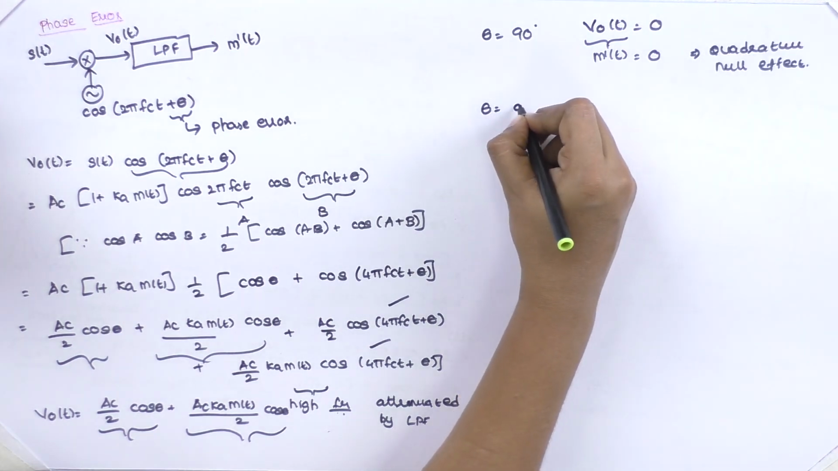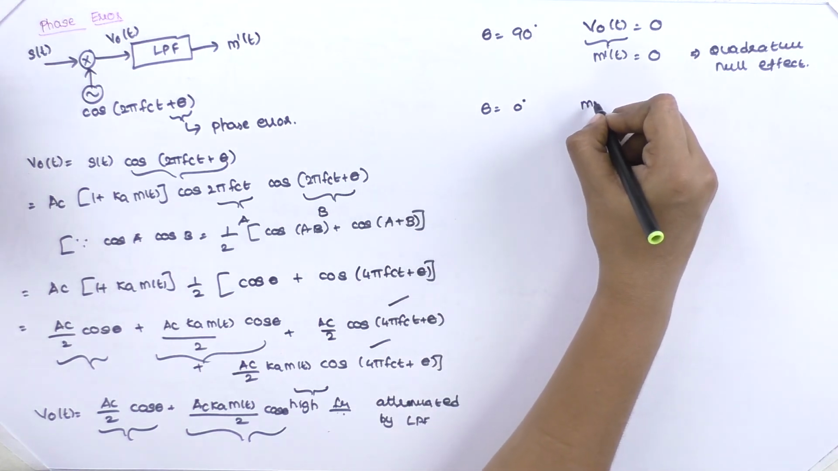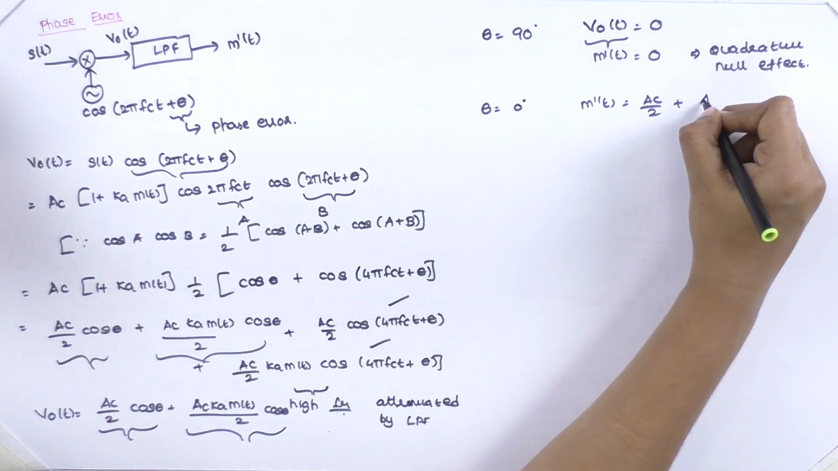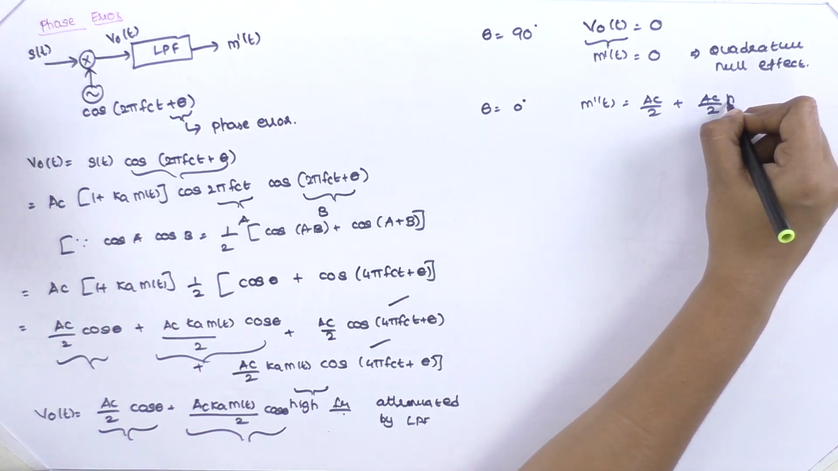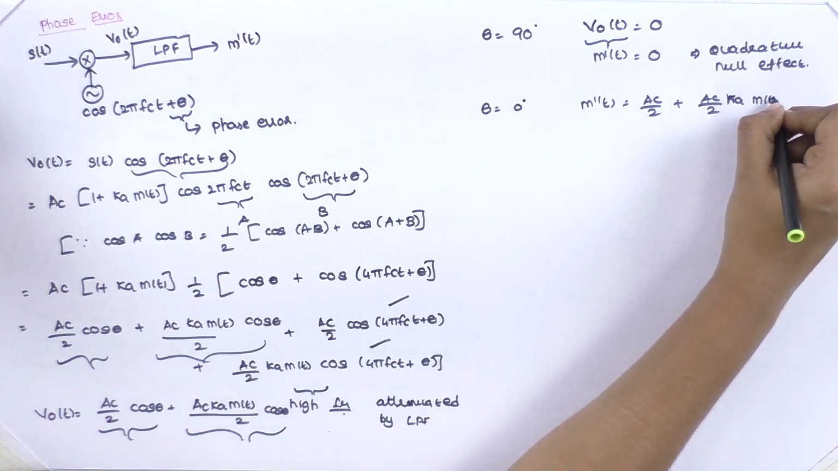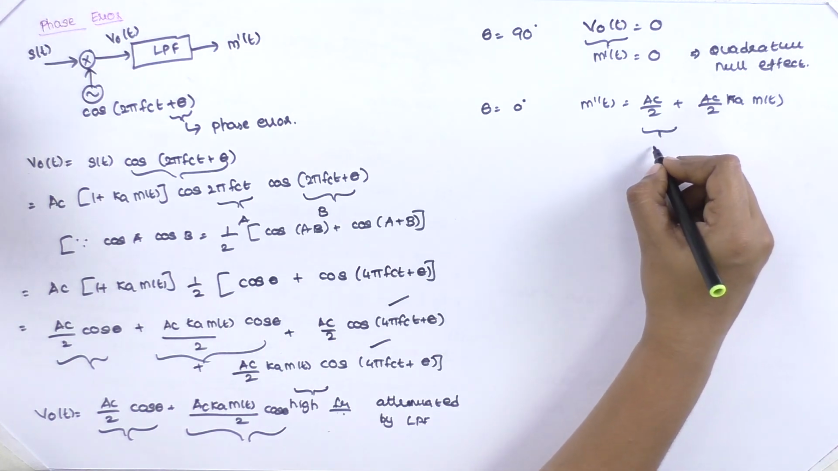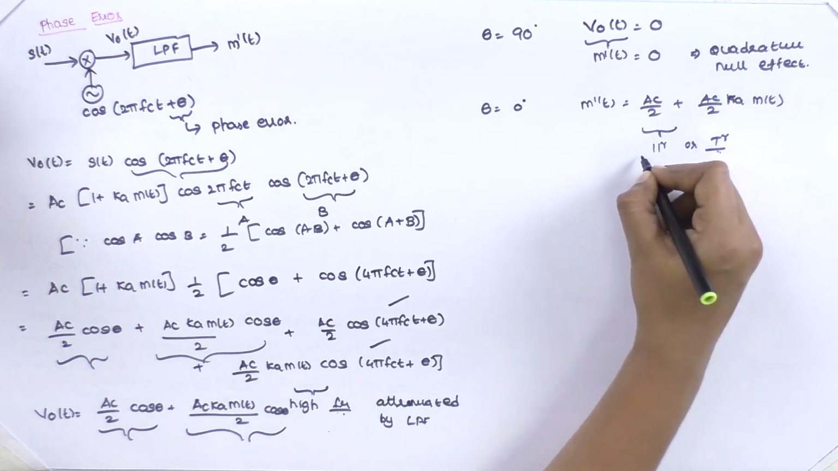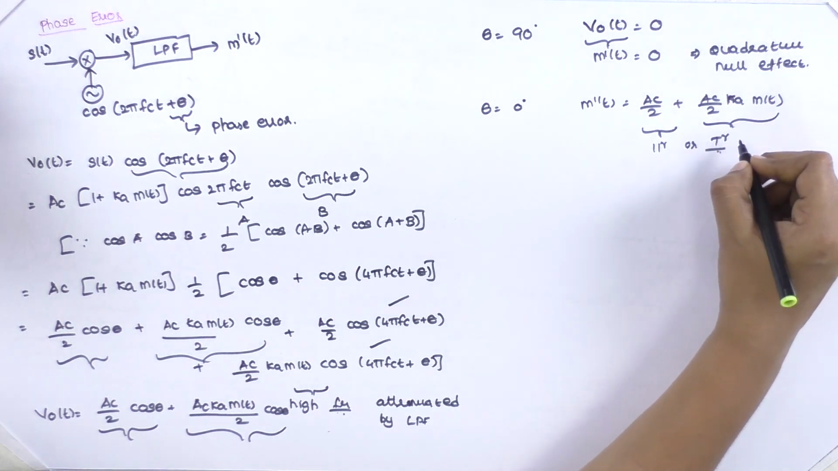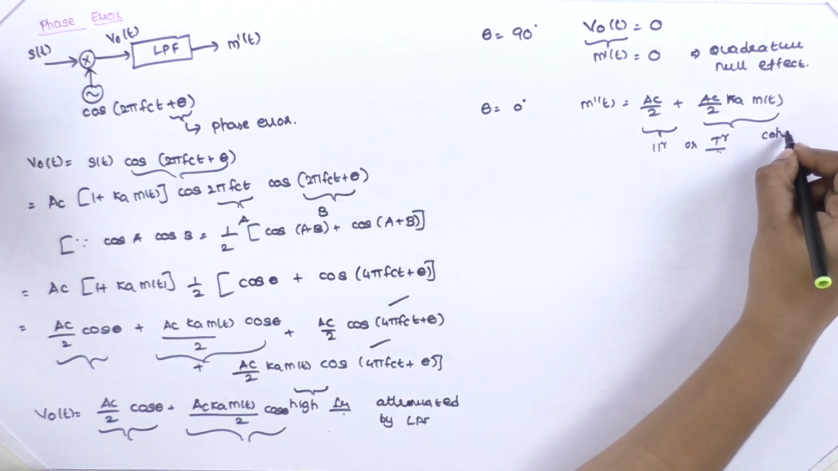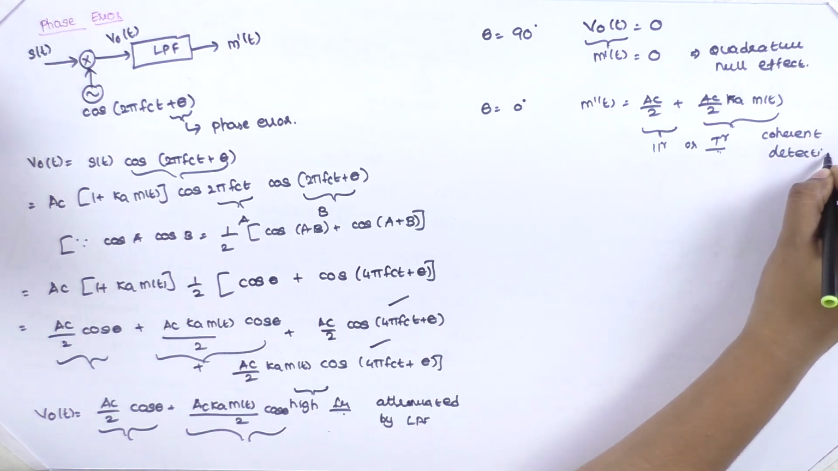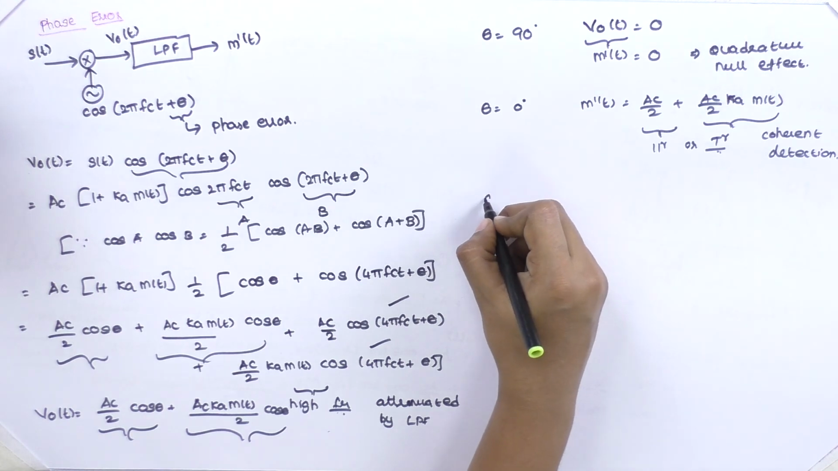If we have theta equal to 0, m dash of t is equal to AC by 2 plus AC by 2 Ka into m of t. This DC term is filtered by using a capacitor or by using a transformer. Therefore, this represents our coherent or synchronous detection with no frequency error or phase error.